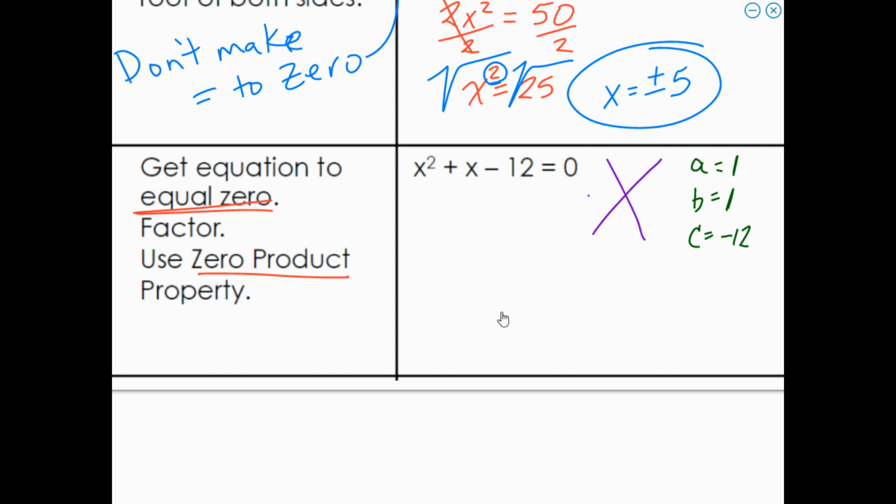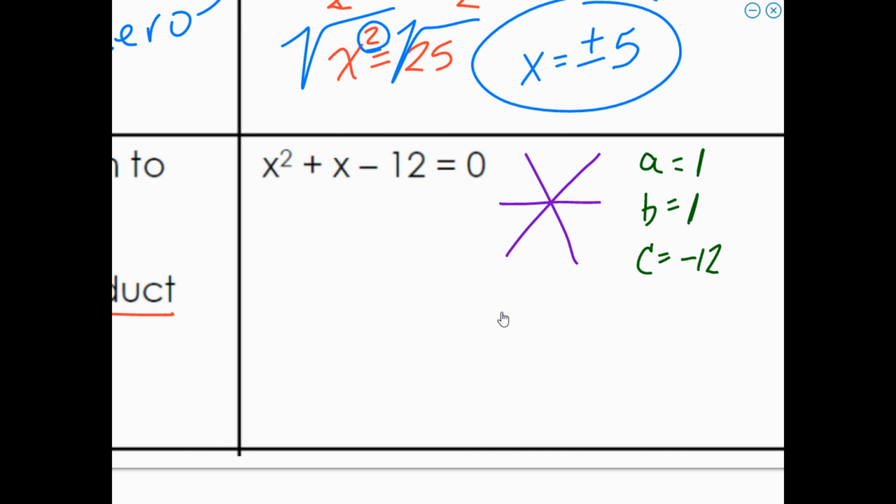So when I make my star, what's going to go in the top? Negative 12, because it's positive 1 times negative 12. Okay. And in the bottom, 1. And on my two sides, 1 also, because my A happens to be the same as my B in this case. Okay. Now I'm going to figure out I need two numbers that multiply to equal negative 12, right, and add to equal 1.